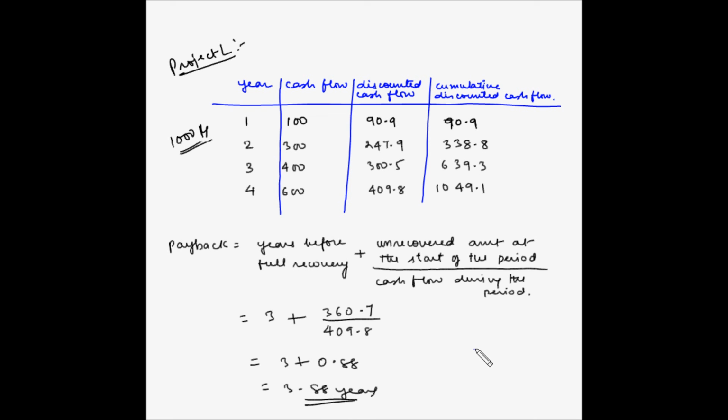So for project S, the payback was in 2.95 years as per the discounted payback method, whereas for project L, the payback will be in 3.88 years. So based on the discounted payback period method, project S will be given higher ranking as it is going to recover the investment outlay sooner.